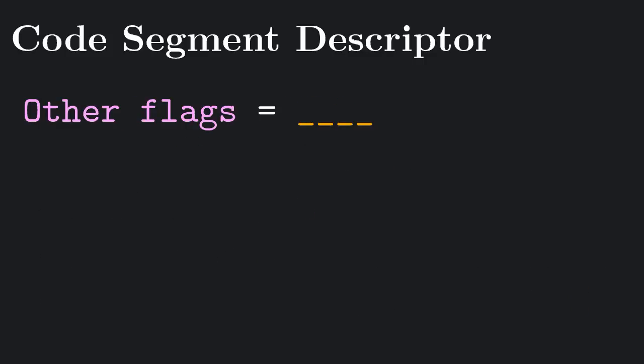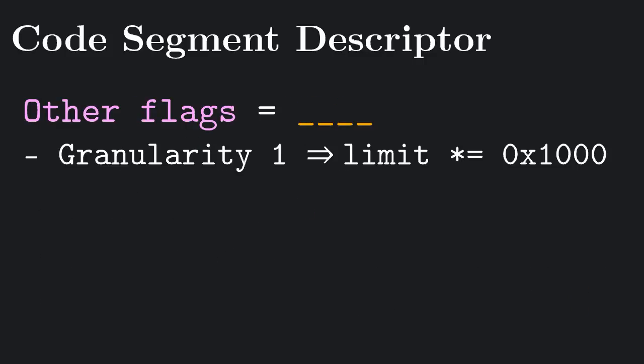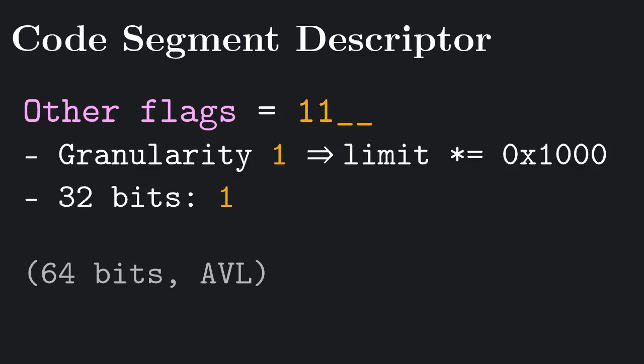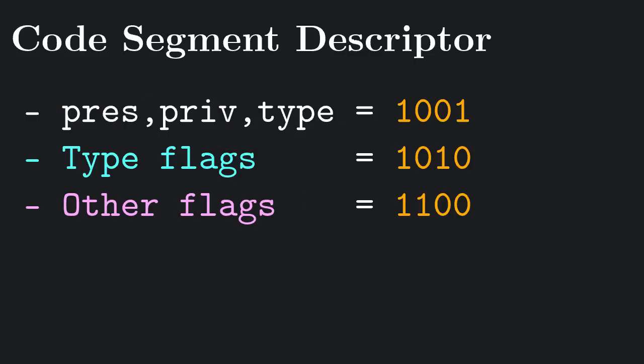The other flags are the following. Granularity. When this bit is set to 1, the limit is multiplied by hex 1000, so we can span a whole 4 GB of memory. This is a good thing, so we should set it to 1. The second flag is, is this segment going to use 32-bit memory? Yes, so we set it to 1. We're not going to use the last 2 bits, so we will set them to 0. That's all we need for the code segment.